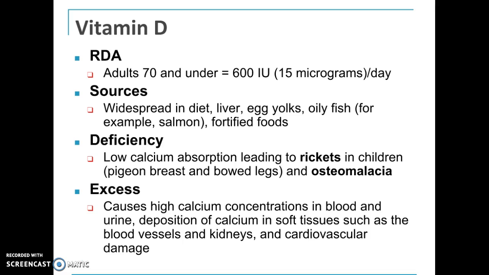The RDA is 600 international units, or 15 micrograms a day. Sources, it's widespread but pretty low in sources in the diet: liver, egg yolks, oily fish, and mostly fortified foods. Deficiency can cause low calcium absorption, leading to rickets in children, which will cause pigeon breast and bowed legs, and osteomalacia in adults, which ends up being brittle bones, very similar to osteoporosis. Excess causes high calcium concentration in the blood and urine, and deposition of calcium in the soft tissues.